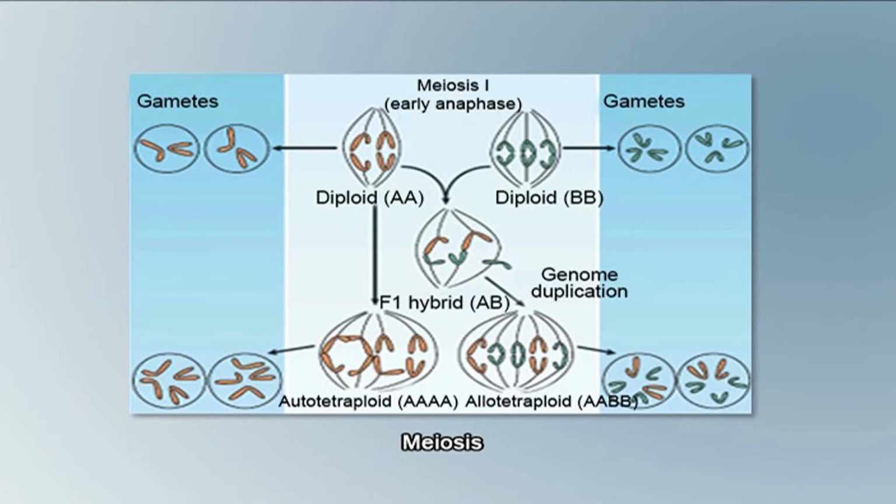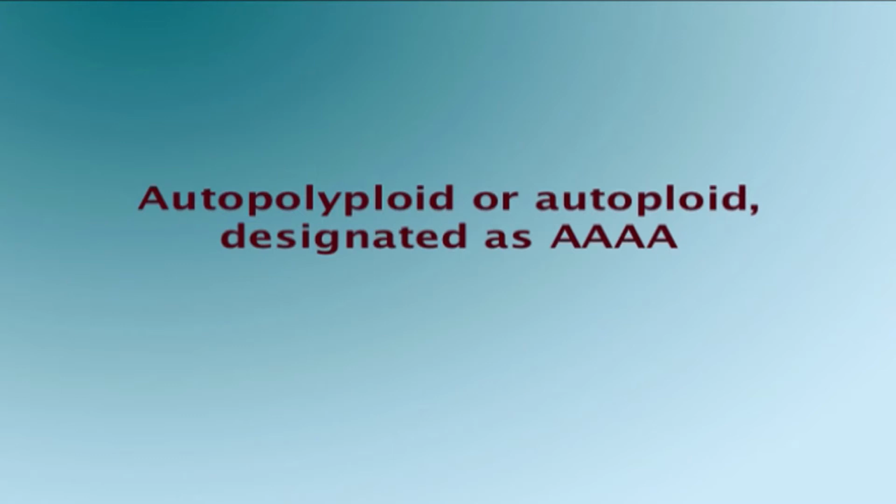If the diploid plant referred to in these two methods are distinct species whose genomes can be represented as AA, then the tetraploids derived from them will be autopolyploids or autoploids designated as AAAA.